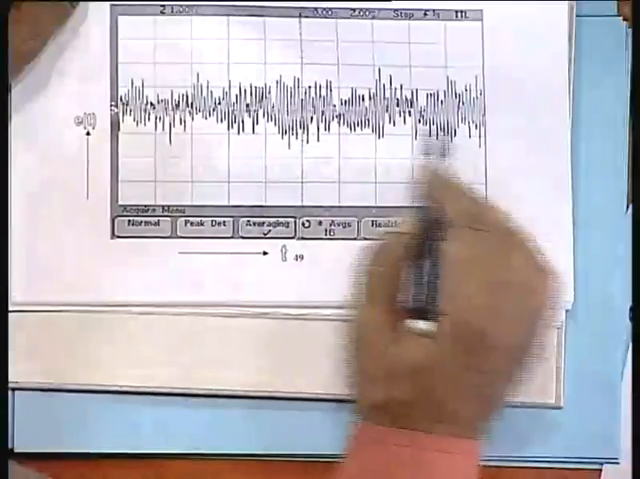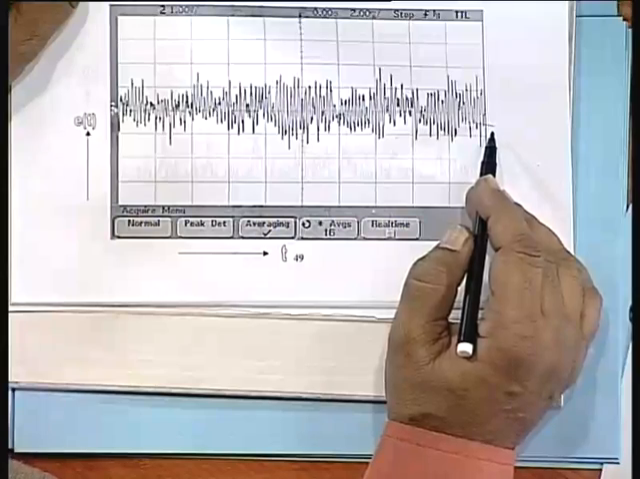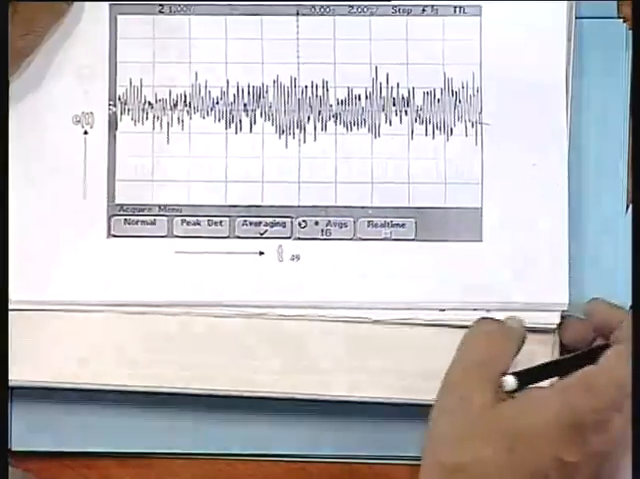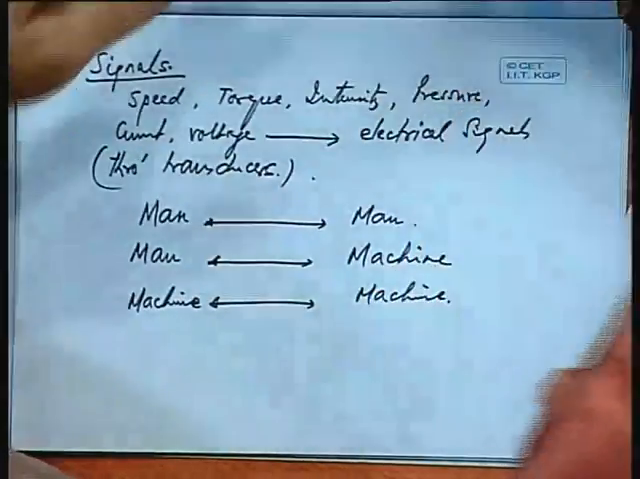Then loosely bolted base, induction machine: the bolt has been loosened and we find the signal is of a different type, and so on. You can record similarly many other signals. This was just an example.